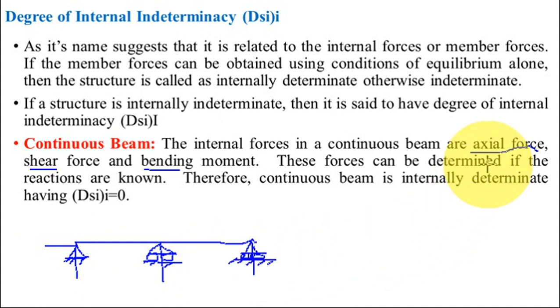The internal forces are axial force, shear force and bending moment. So easily one can plot SFD and BMD for a continuous beam provided the support reactions are known, and hence the continuous beam is internally determinate. We can calculate the internal forces. If we are talking about external forces, that is support reactions, the continuous beam is externally indeterminate because support reactions cannot be obtained using conditions of equilibrium alone, but internally it is determinate. Internal forces we can calculate.